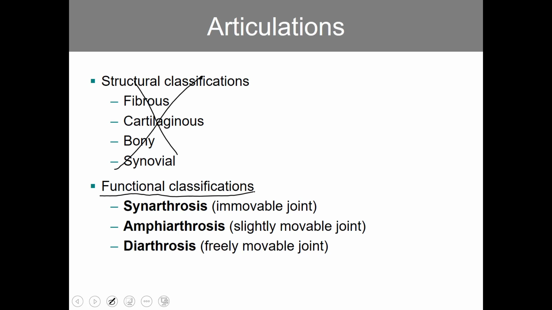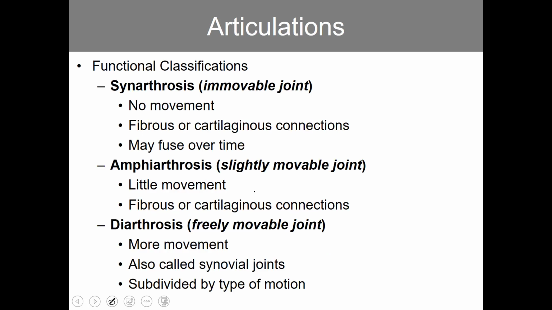Under functional classification, there are three types of joints. We have the synarthrosis joint, the amphiarthrosis joint, and the diarthrosis joint. Synarthrotic joints are immovable joints. The joint itself is fibrous or cartilaginous in nature, and often these joints fuse over time, and we'll look at examples shortly.